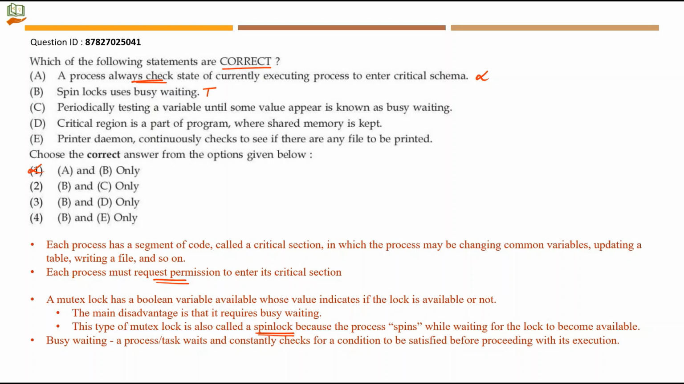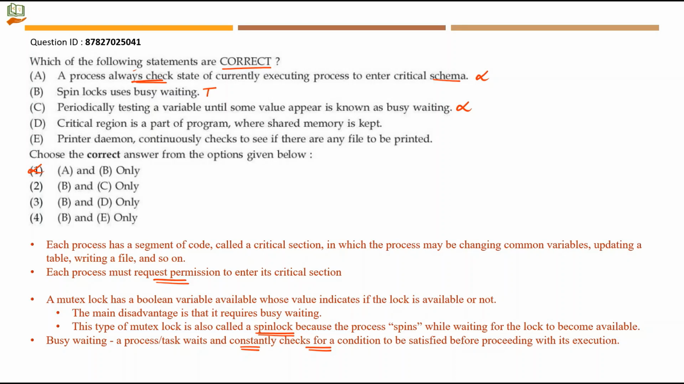What is busy waiting? A process or a task waits and constantly checks for a condition to be satisfied before proceeding with its execution. Periodically testing a variable until some value appears is known as busy waiting. They say it constantly checks for a condition. Periodically means after some period of time it is checking. So C is also wrong in case of busy waiting. Constant means it continuously keeps on checking. It always checks.